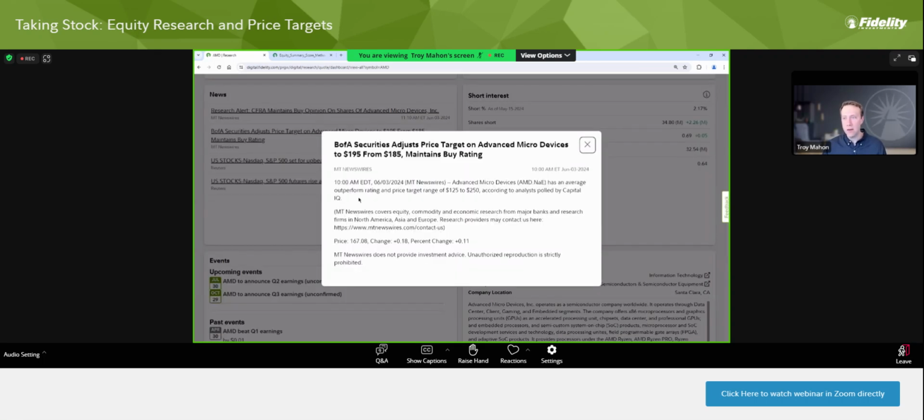So what are they looking at? What is B of A Securities looking at that made them want to be more bullish than where they were previously? If we look at this note here, this is a typical one that you'll see, where Fidelity doesn't have Bank of America Securities as an analyst in terms of their info. So it'll just say, AMD has an average outperform rating and a price target of 125 to 250, according to analysts polled by Capital IQ, blah, blah, blah. So it's just interesting, right? You're not able to look more into it and ask that why question.